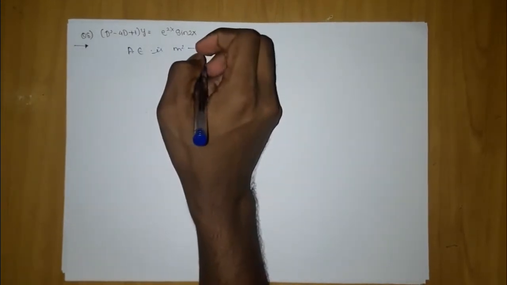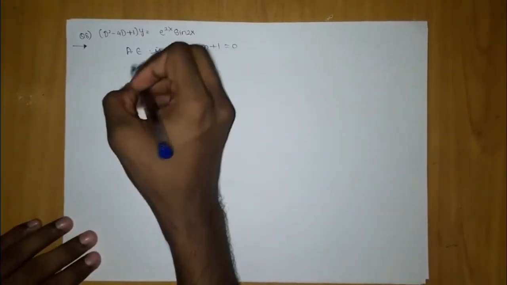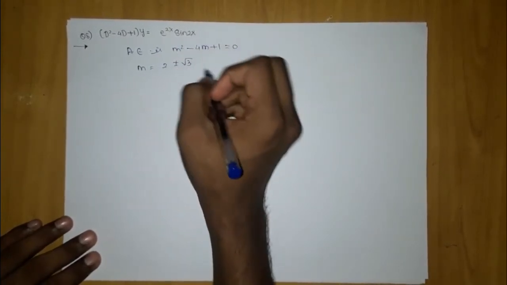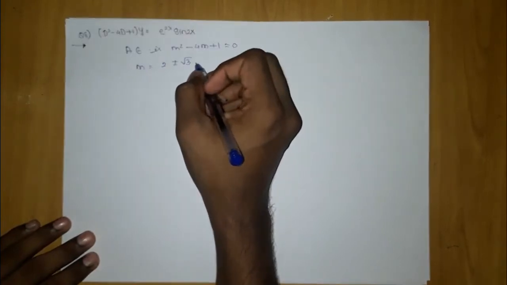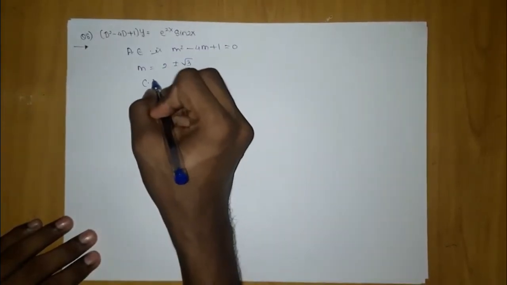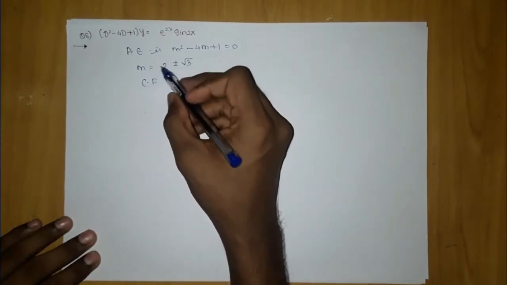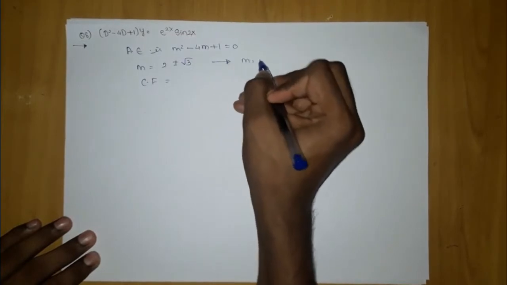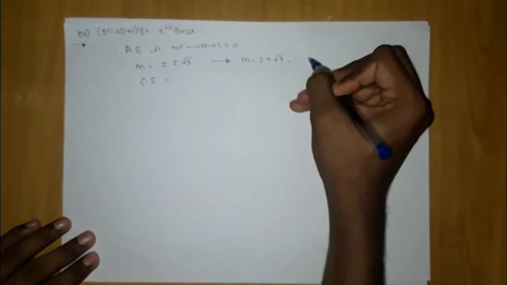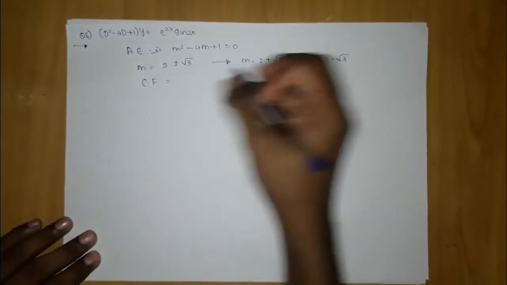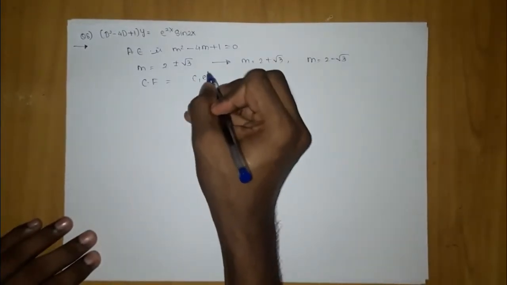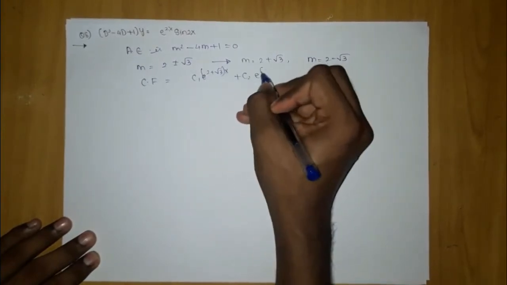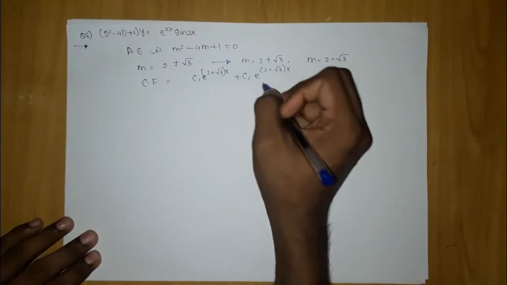If we solve this, we get m equals 2 plus minus root 3. Here we are getting irrational roots. So the complementary function will be, don't get afraid, there are 2 roots actually. Don't get confused. m equals 2 plus root 3 is one root, and m equals 2 minus root 3 is the other root. So this will be c1 e to the power (2 plus root 3)x plus c2 e to the power (2 minus root 3)x.